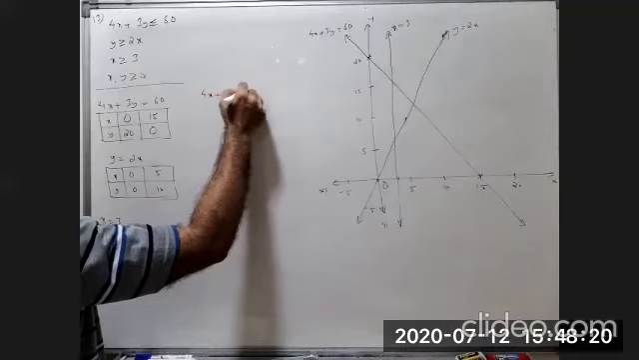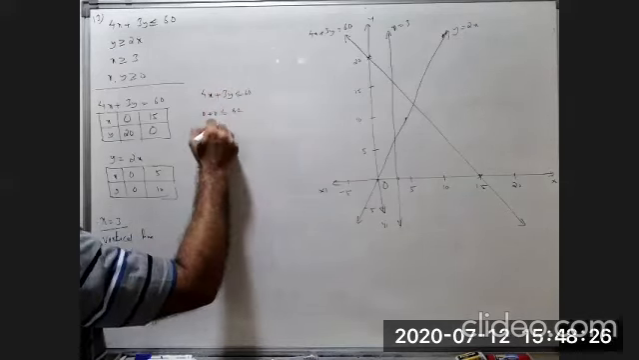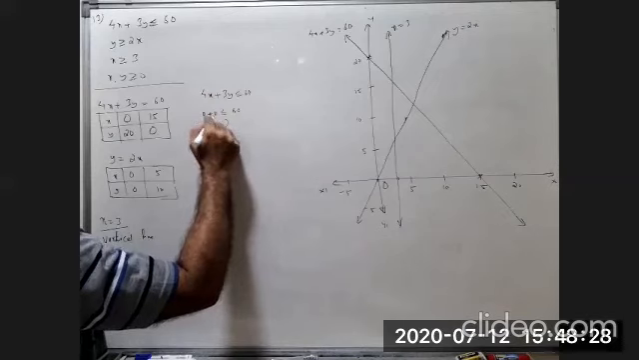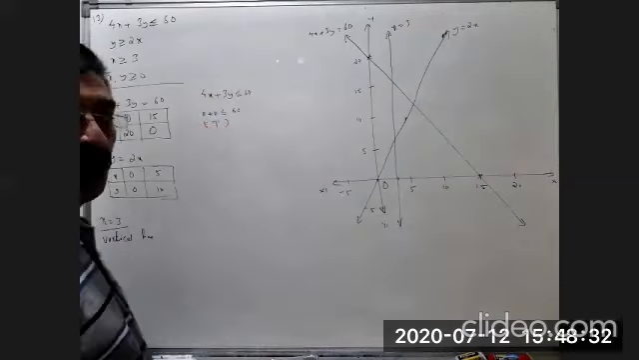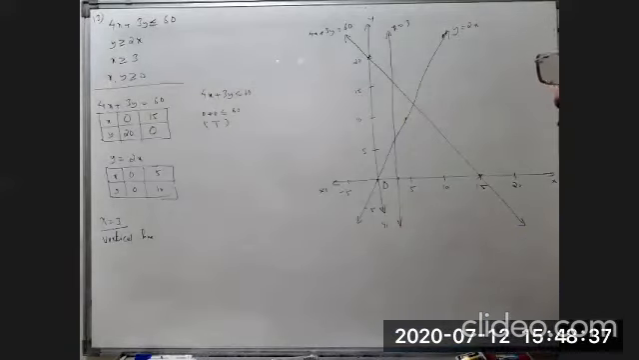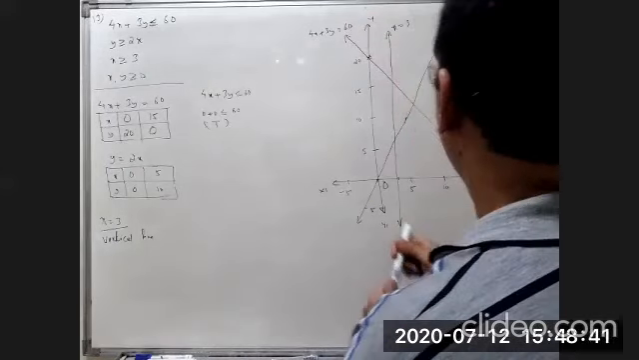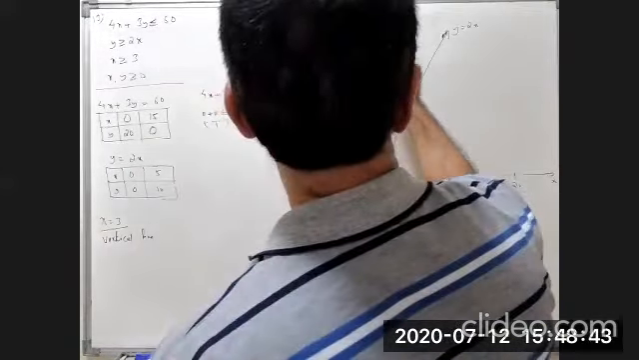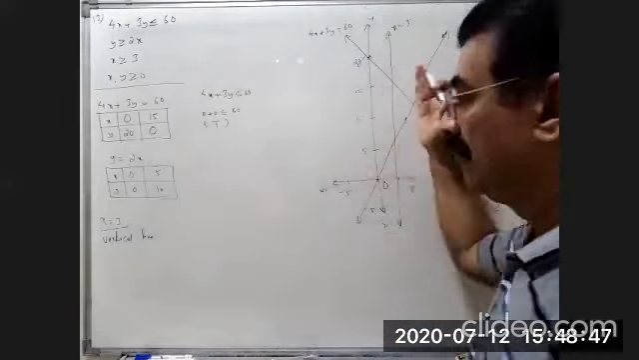Plus 3y less than or equal to 60. 0 plus 0 less than or equal to 60, that is true. Is it? It is true. That means towards the origin. Again, do not shade it. This is our line; towards the origin means just put 2, 3 arrow marks. Keep in mind, towards origin.